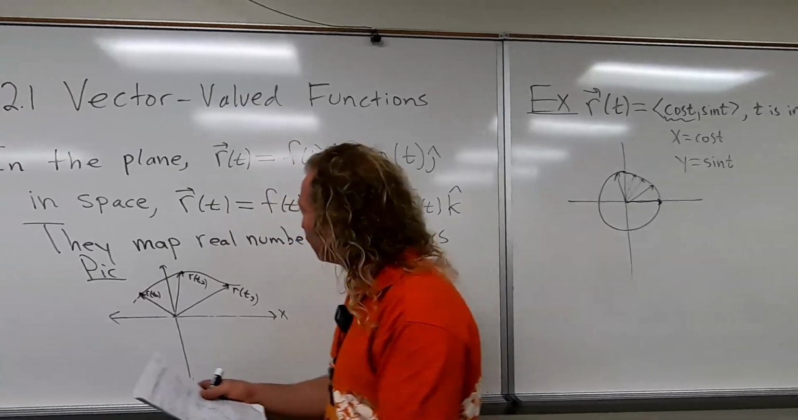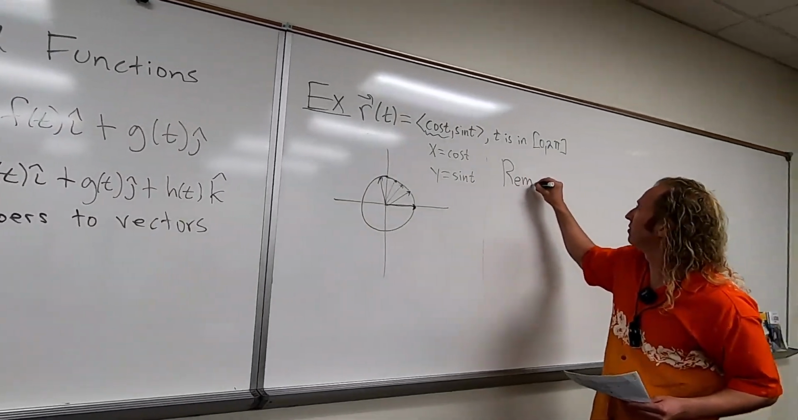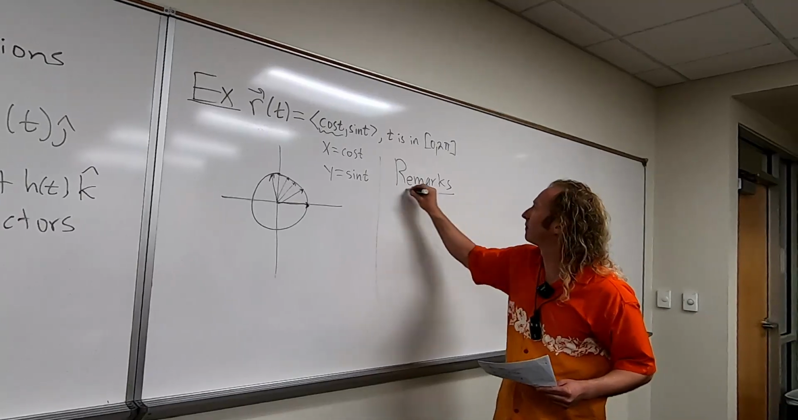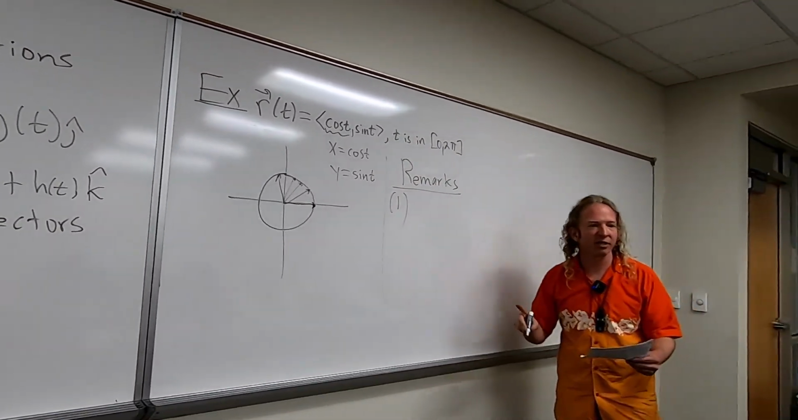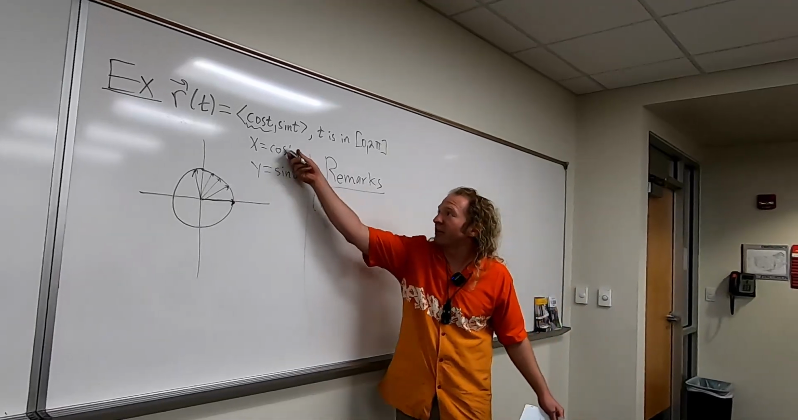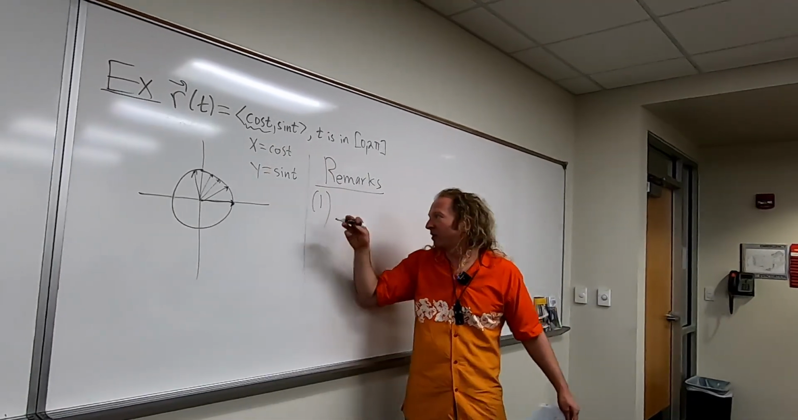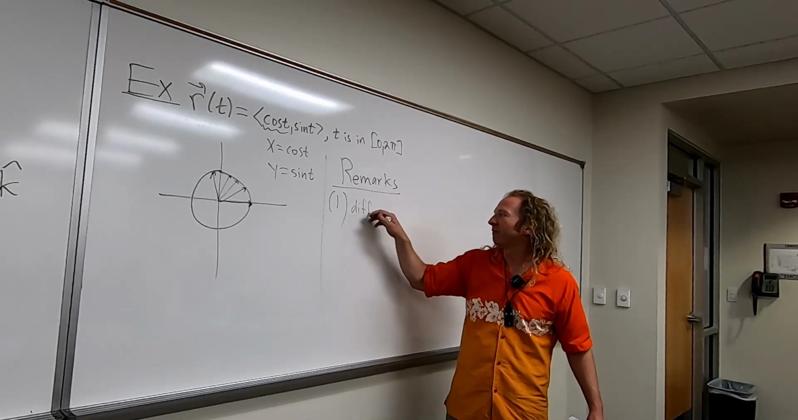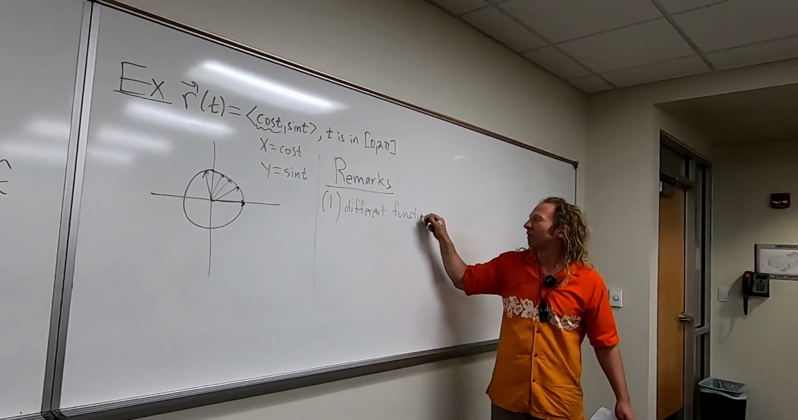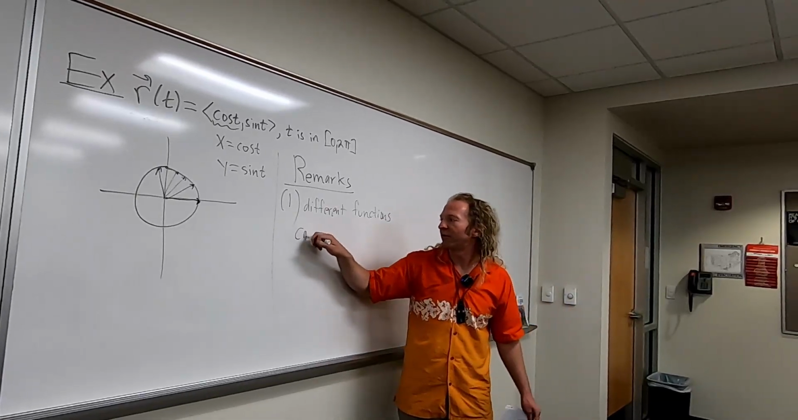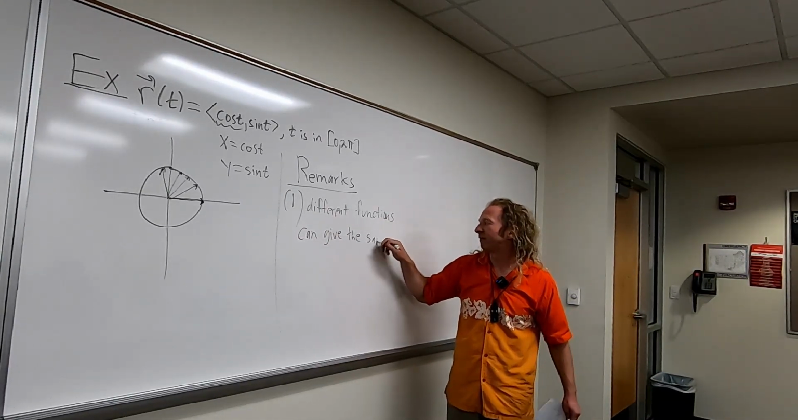A couple remarks. The first remark is that different functions can give you the same graph. Just like there's infinitely many parametric equations for the circle, there's infinitely many vector valued functions. So different functions can give the same graph.